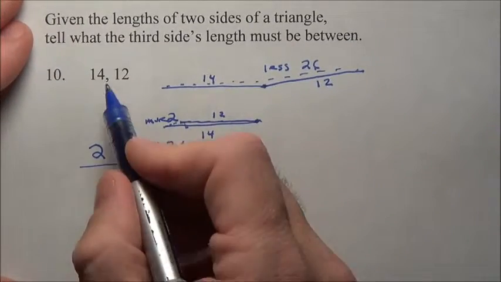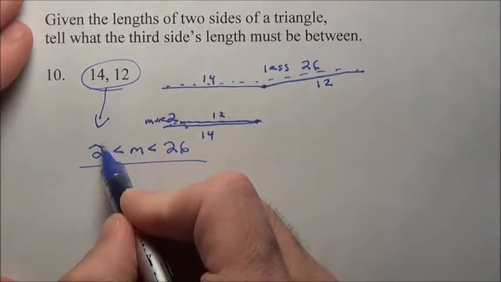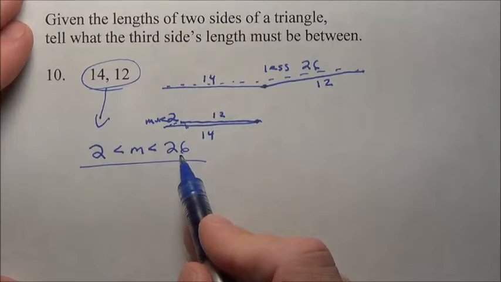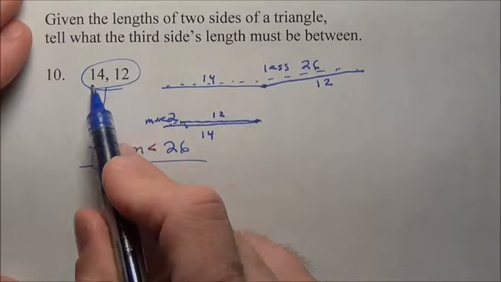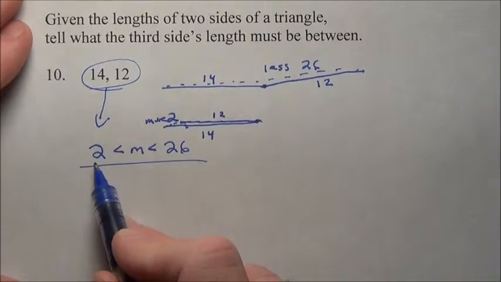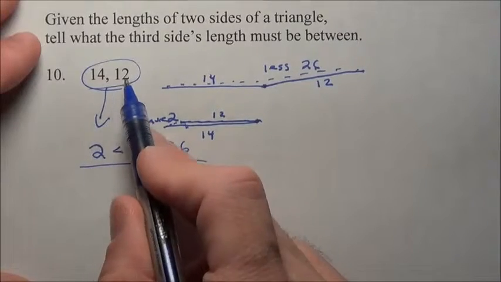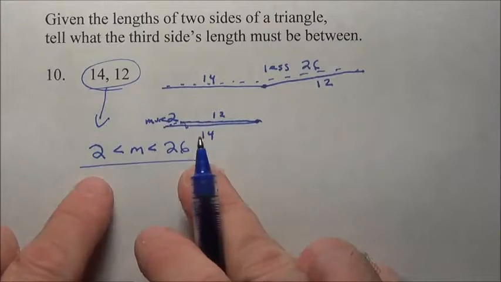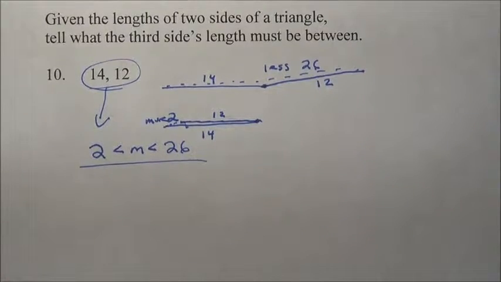The easiest way to do this is if you take 14 and 12, how do we get 2? We subtracted them. How did we get 26? We took 14 and 12 and added them. So if you just take the two sides and subtract them, that tells you the smallest you could get close to. And if you add them, it tells you the largest you could get close to. Can't quite get to those numbers, but you get pretty close to them. So there's our answer. The third side's length must be somewhere between 2 and 26.